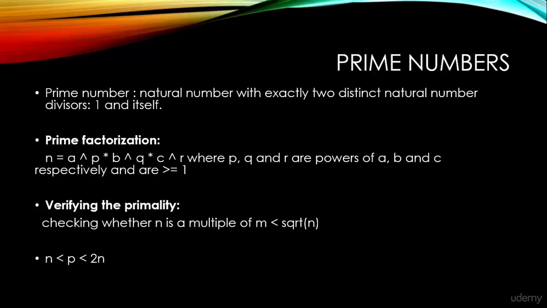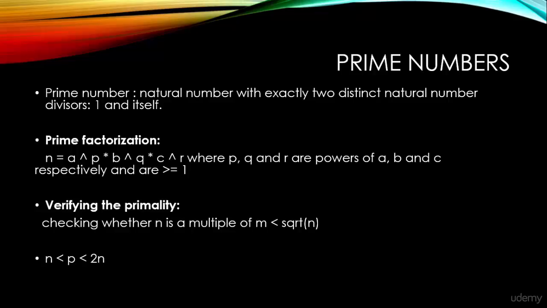Prime factorization. Every positive integer greater than 1 can be written as a product of one or more prime integers in a way which is unique. For instance, integer n with three unique prime factors a, b, and c can be expressed as n is equal to a power p into b power q into c power r, where p, q, and r are powers of a, b, and c respectively, and are greater than or equal to 1.